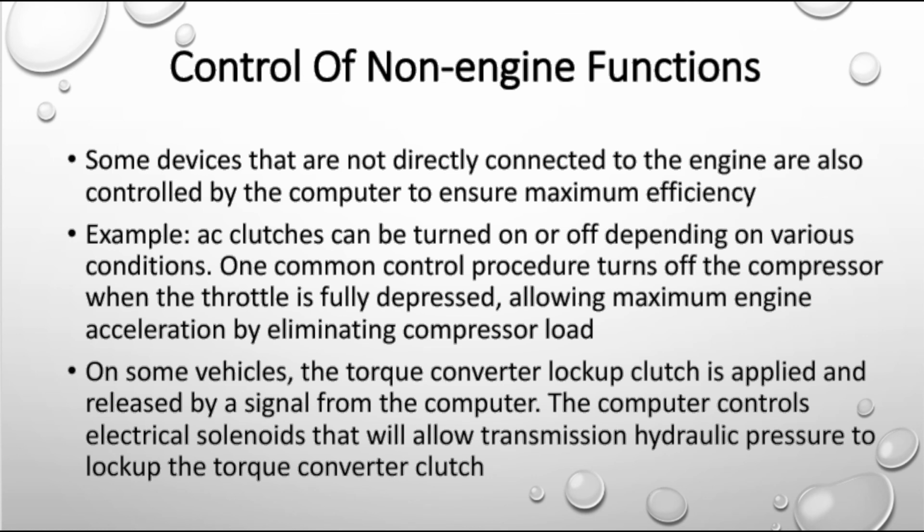Control of non-engine functions. Some devices that are not directly connected to the engine are also controlled by the computer to ensure maximum efficiency. For example, air conditioner clutches can be turned on or off, depending on various conditions. One common control procedure turns off the compressor when the throttle is fully depressed, allowing maximum engine acceleration by eliminating compressor load. On some vehicles, the torque converter lockup clutch is applied and released by a signal from the engine computer. The computer controls electrical solenoids that will allow transmission hydraulic pressure to lock up the torque converter clutch.